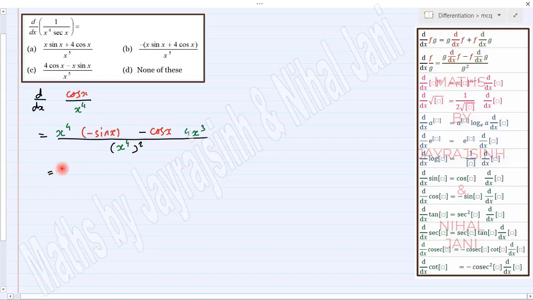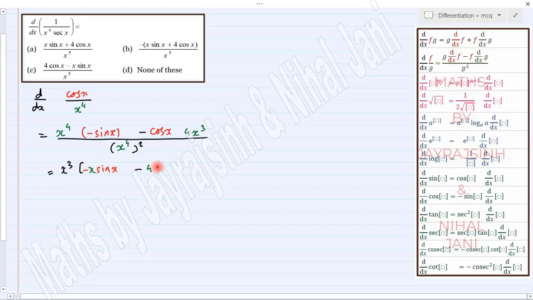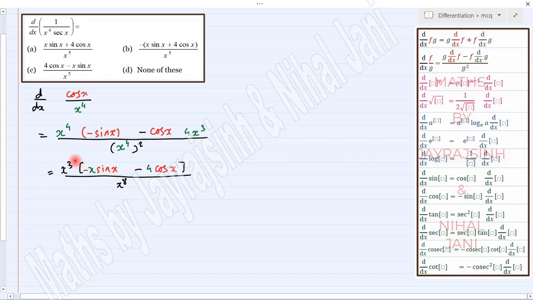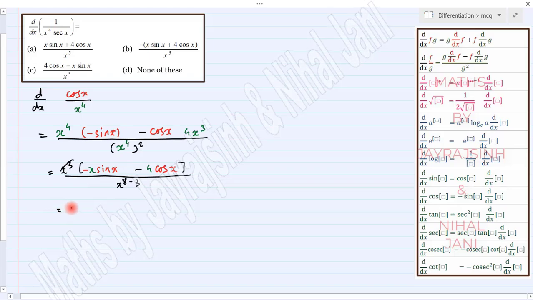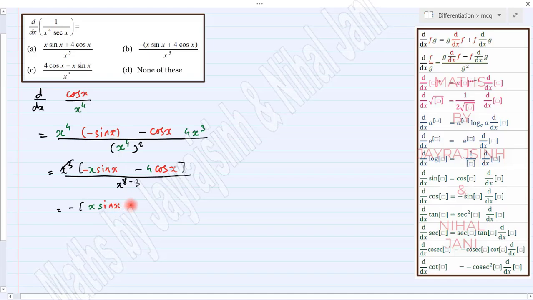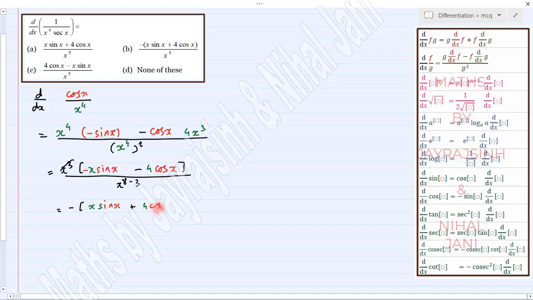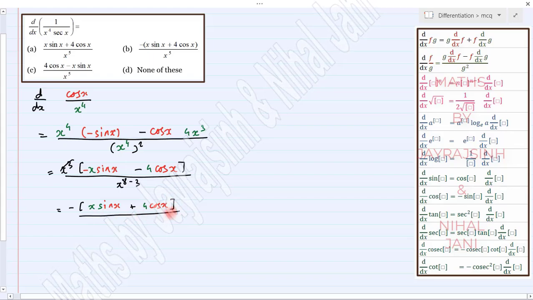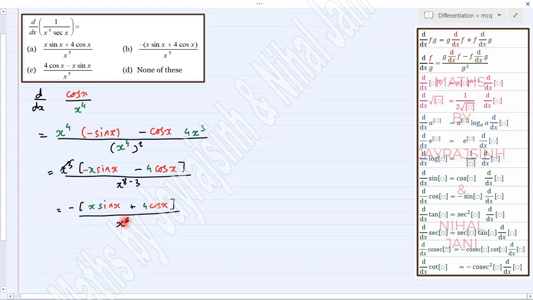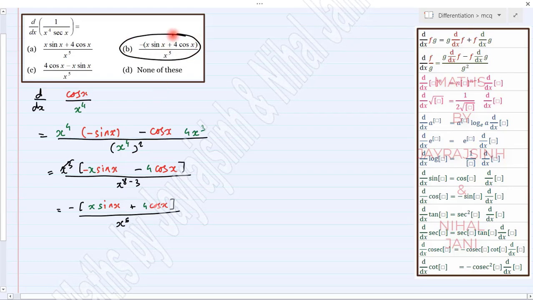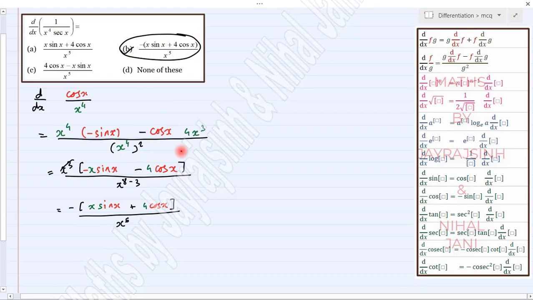Now for simplification, we can take x cube common. So we will get x into minus x sin x minus 4 cos x whole divided by x raised to 8. Now we can cancel out the 3 power, and by taking minus common, we will get x sin x plus 4 cos x whole divided by x raised to 5 as the final answer, which is given in option B. Ta-da!